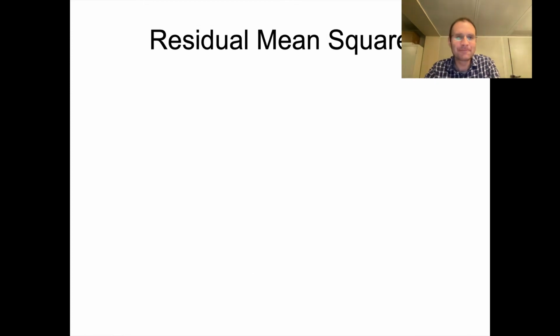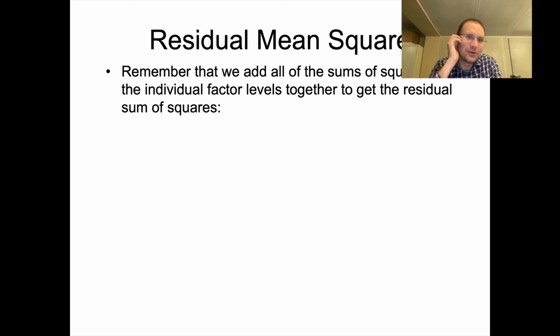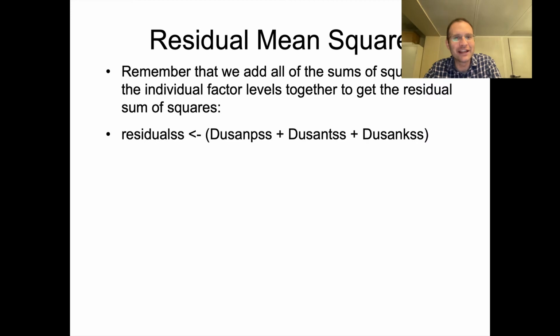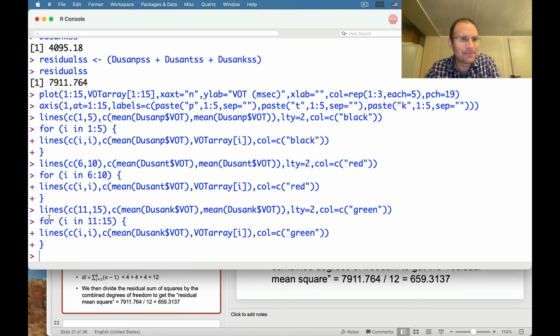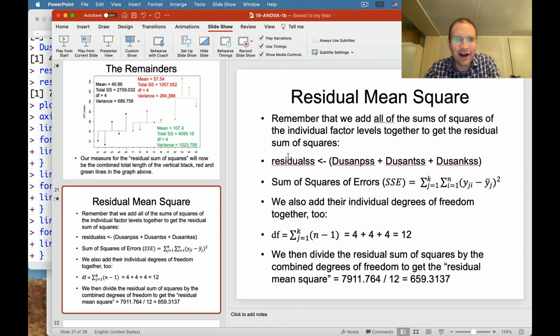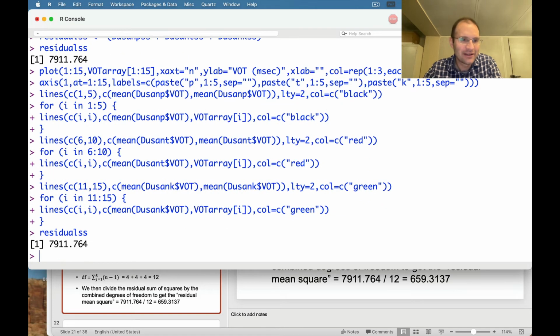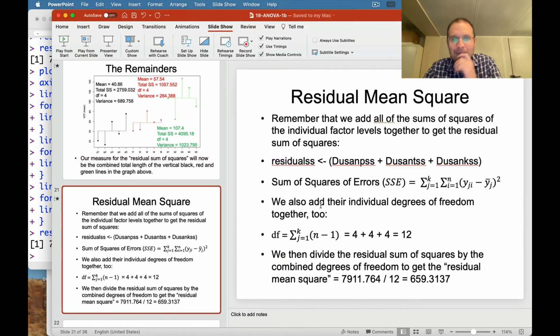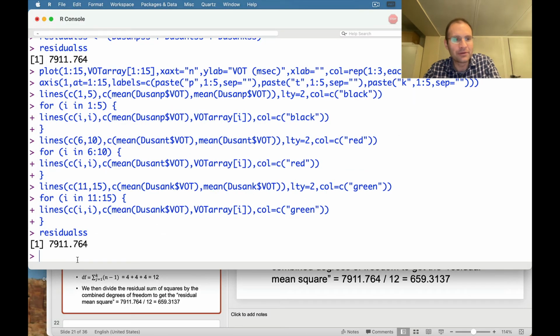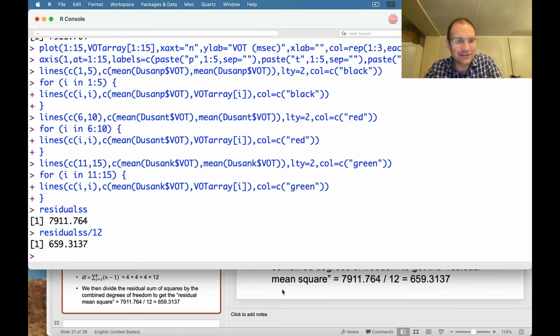What are we going to do next? We're going to add all the sums of squares of those individual factor levels together to get the residual sum of squares. And I think I did that. Yeah. So what we do with this residual SS, which is about 7,900, is that we divide it by the degrees of freedom to get something called the residual mean square. So that's the answer here at the bottom of this slide.